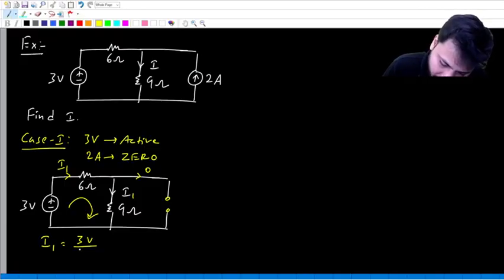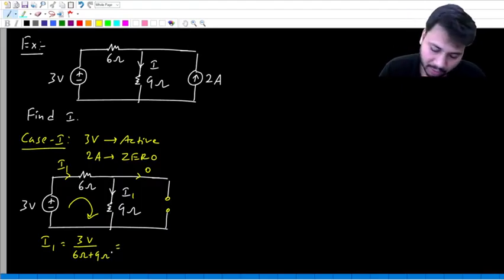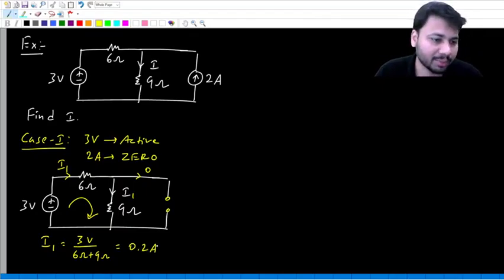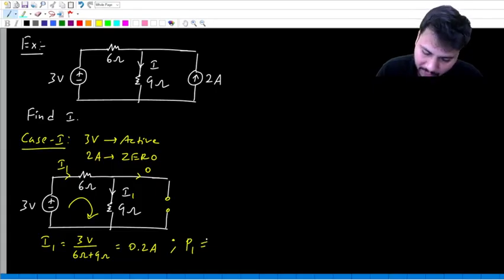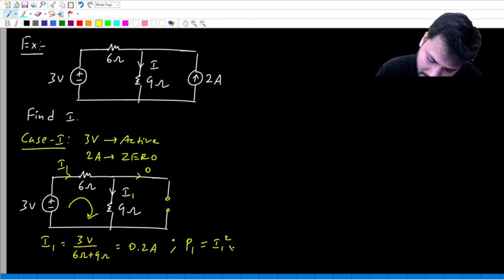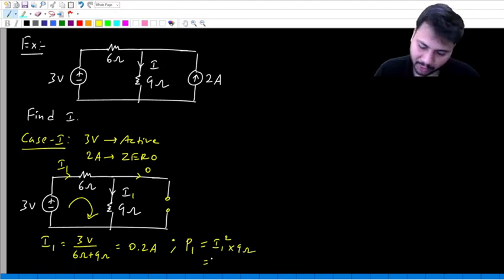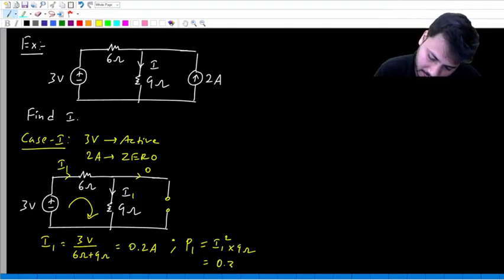3 volts divided by 6 ohm plus 9 ohm. 3 by 15 is 1 by 5, which is 0.2 amps, okay. So what is the power dissipated by the 9 ohm resistor in this case? The power dissipated by the 9 ohm resistor in this case will be I1 square into 9 ohm. Yes, I1 square is 0.2 square, which is 0.04 into 9, and that is 0.36 watts. Okay.